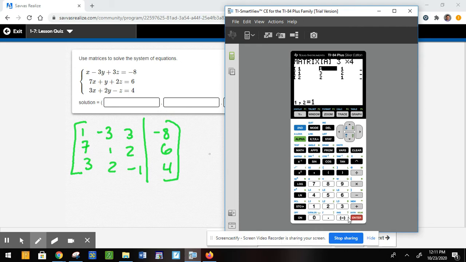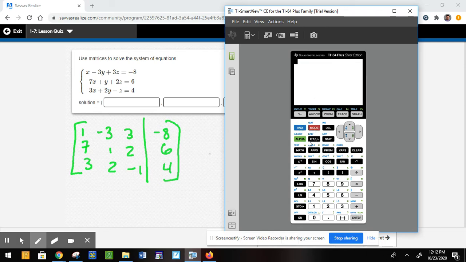It goes 1, -3, 3, -8, 7, 1, 2, 6, 3, 2, -1, and then 4.